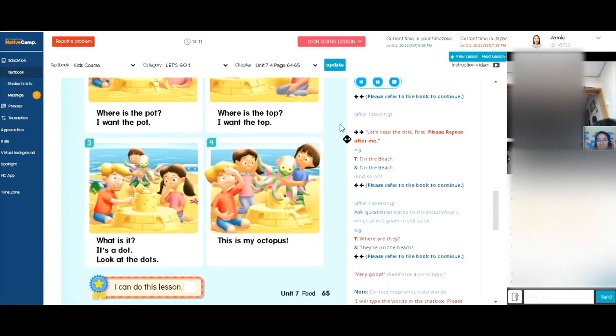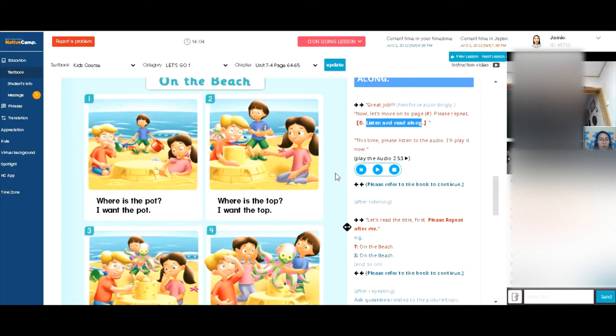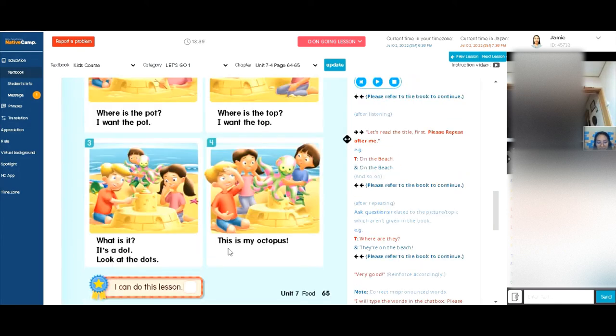Okay, so this time, please repeat after me. On the beach. Where is the pot? I want the pot. Where is the top? I want the top. What is it? It's a dot. Look at the dots. This is my octopus.